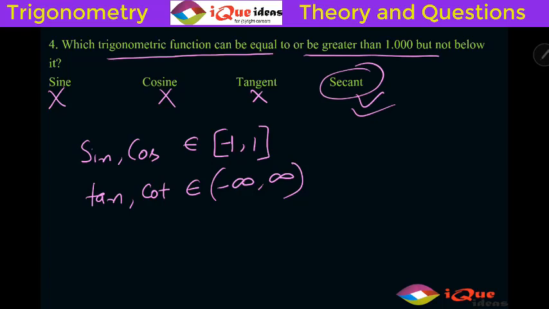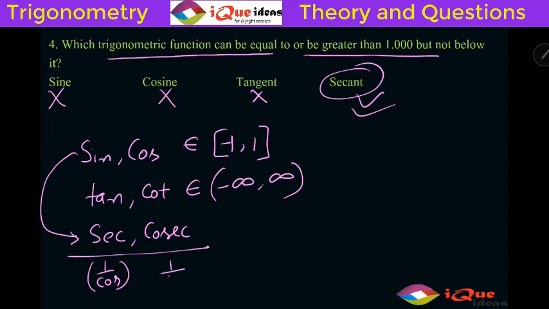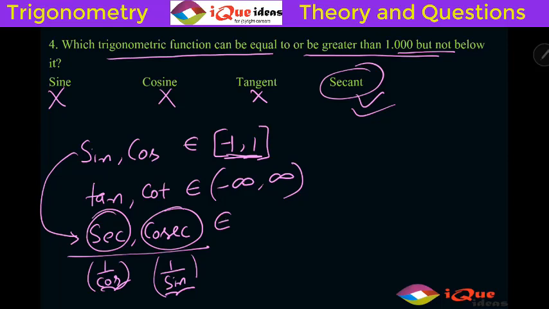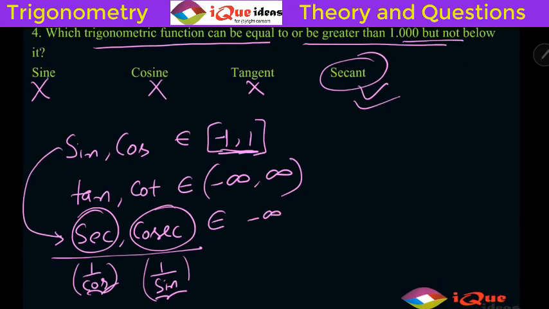But let's check. What happens in sec and cosec? What you have to understand is that sec and cosec are simply inverse of sine and cos. Right? Sec is 1 by cos and cosec is 1 by sine. Now we know that the sine and cos are between -1 and 1. So their inverse will definitely be more than 1 or below -1. Right? So greater than 1, it will only be sec and cosec. And in fact, the range is from -infinity to -1 inclusive of -1, union 1 to infinity.